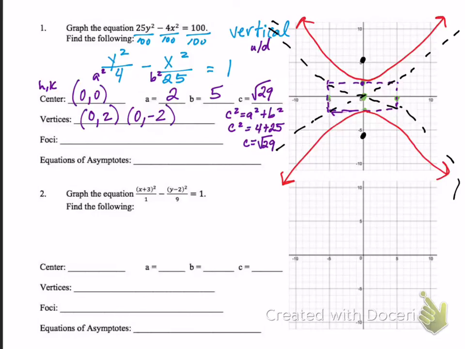So then the foci, those ordered pairs would be at 0, and then I say 0 plus square root of 29, and 0, 0 minus square root of 29. So negative square root of 29. And I just leave it in the radical form.